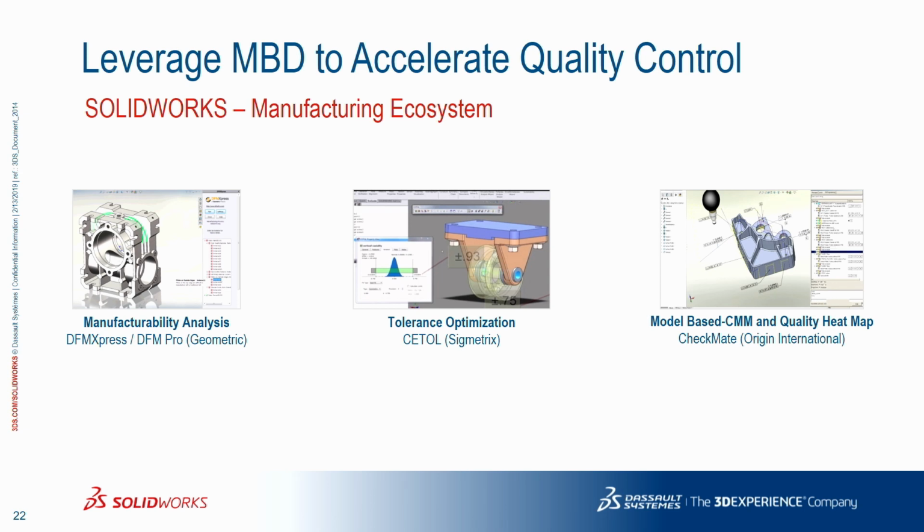And that's just part of our ecosystem. We're very fortunate to have a lot of different partners that help us build comprehensive solutions. If you go in the partner pavilions, there's a lot of them. We have things such as DFM Express and Pro for manufacturability analysis. We have things for tolerance optimization that also run inside SolidWorks and take advantage of the PMI that we define in a 3D model. And we even have a company called Origin International that do a software called Checkmate for the CMM inspection that will also take your 3D part with MBD and automatically program a CMM machine to do the actual inspection of the part.